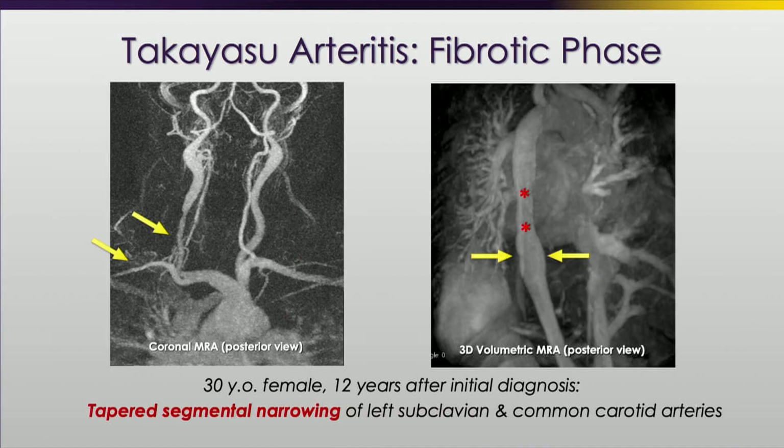Again, fibrotic phase, and we can see that, yes, Takayasu almost invariably involves the aorta, but there is certainly variable extension, often with skipped lesion patterns, in the elastic arterial branches coming off of the aorta. Okay, so on the left, we have a posterior view coronal MRA of the upper thoracic vascular anatomy, and we can see this tapered narrowing of the left subclavian and left common carotid arteries.